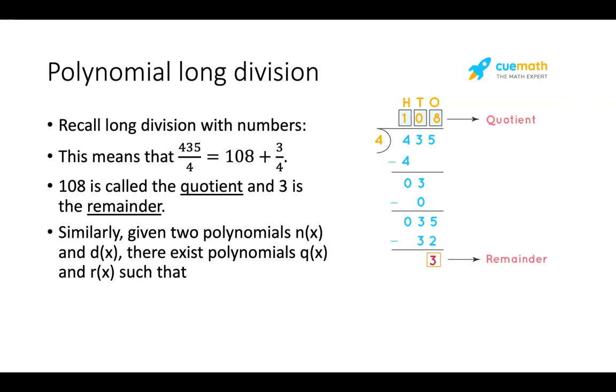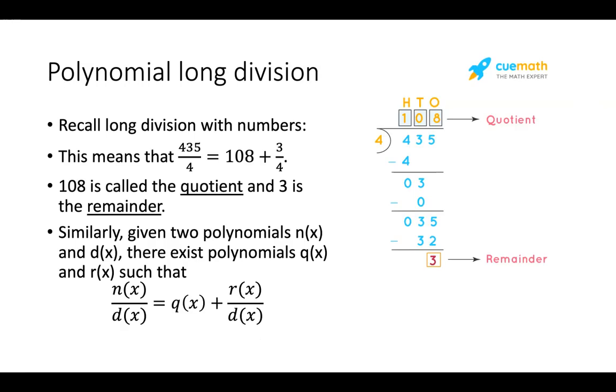All right, so it turns out that you can also do this with polynomials. Given two polynomials, n of x and d of x, so I picked those names to mean numerator and denominator. There exist polynomials q of x and r of x, as in quotient and remainder, so that you can write n of x divided by d of x as the quotient. So this q of x is sort of taking the place of the 108, plus the remainder taking the place of 3 over the divisor, which is taking the place of 4.